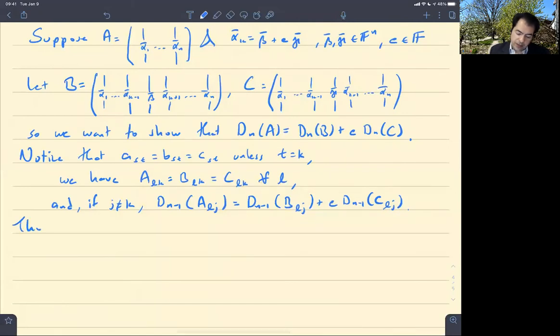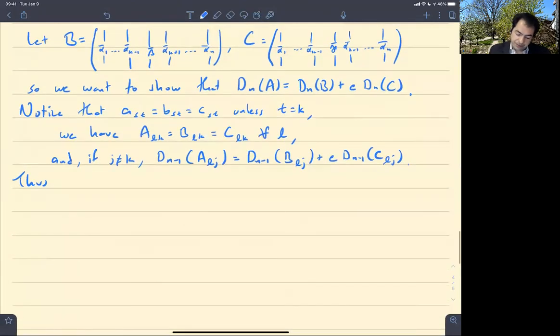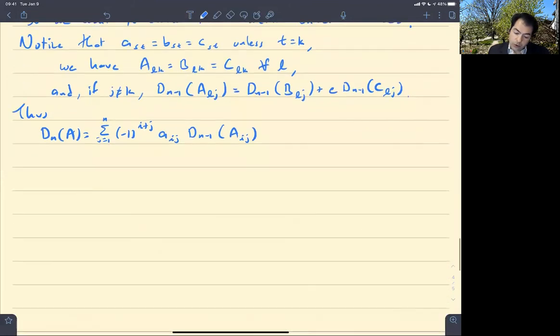So with these observations, we see that D_n of A, right? Remember, D_n of A by definition is the sum, j goes from 1 to n, of (-1)^(i+j) a_ij D_{n-1} of capital A_ij. In this sum, we're going to separate out the term when j is equal to k and the terms when j is not equal to k.